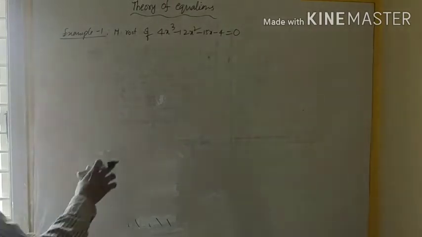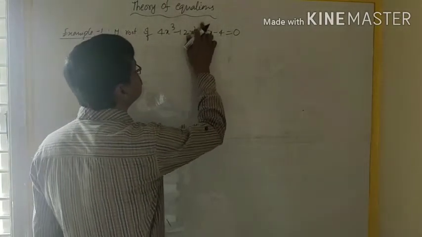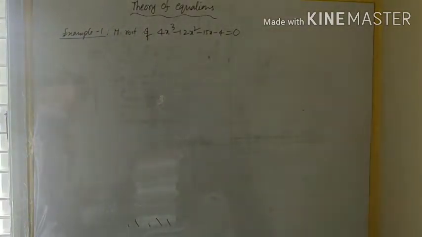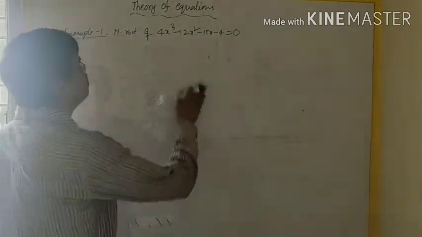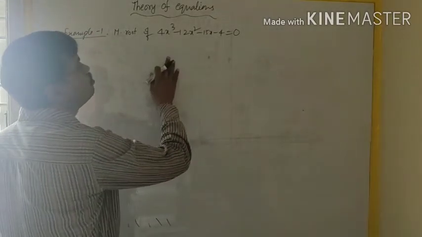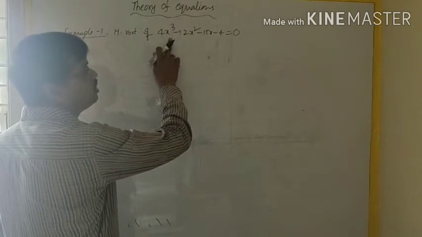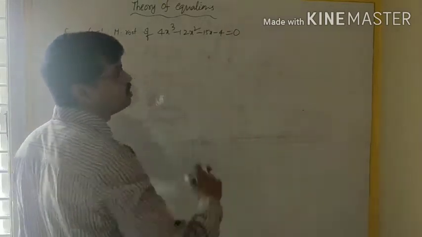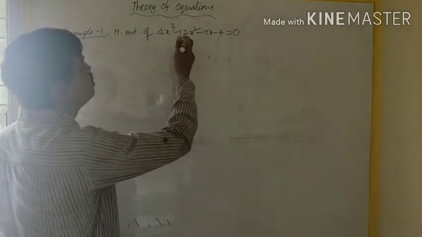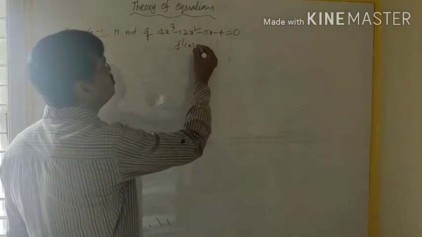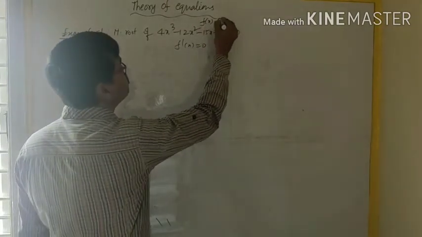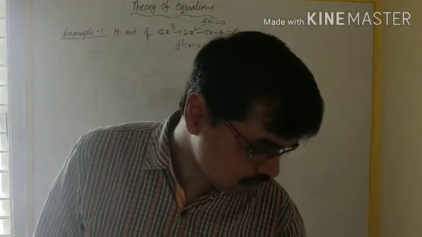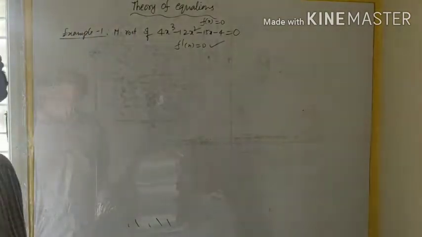See the example 1: find the multiple root of 4x cube minus 12x square minus 15x minus 4 equal to 0. So how to calculate? Just now we discussed the theorem. If some alpha is a multiple root of order m of this equation, then alpha will be a multiple root of order m minus 1 of f dash of x equals 0. So what is f dash of x?